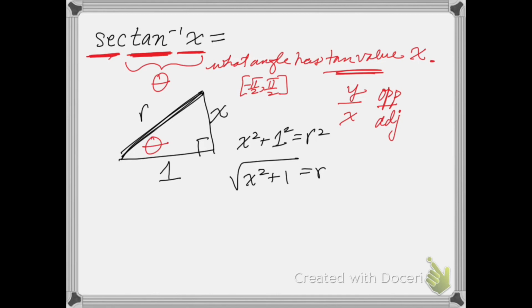And if that's too much of a mouthful for you to follow, you can rewind and listen to it again. So secant is the reciprocal of cosine. Cosine is adjacent over hypotenuse, so secant is hypotenuse, which in this case is r, or rad x squared plus 1, over adjacent, which is 1. And that's where we end up.